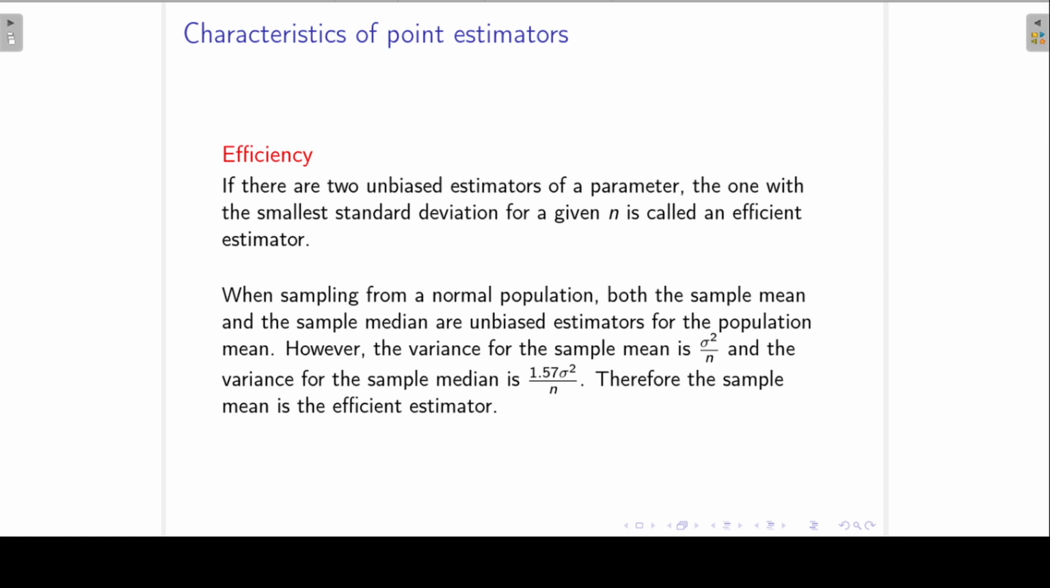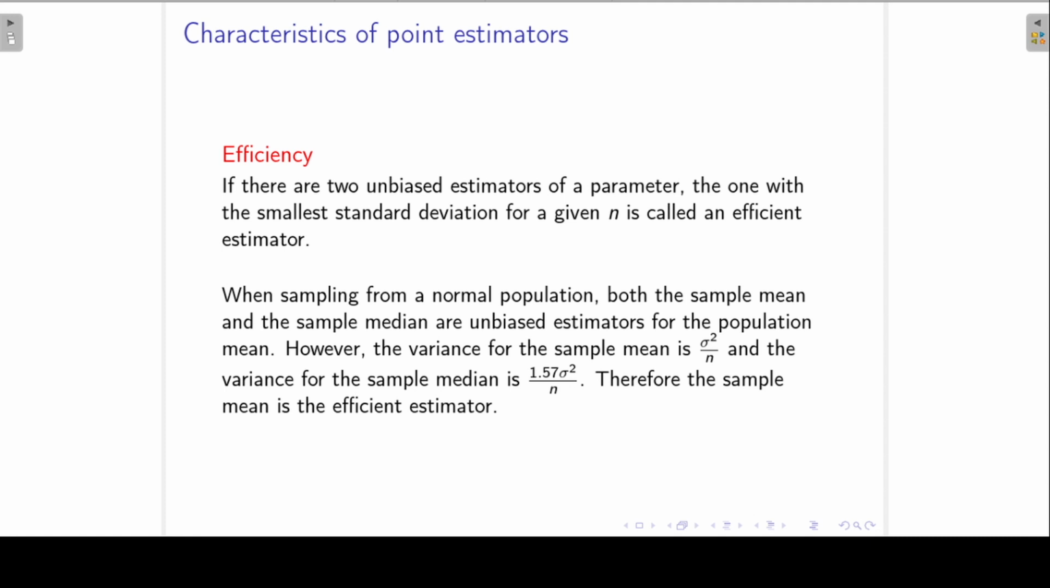And then lastly, efficiency. If we have two unbiased estimators of a parameter, the one with the smallest standard deviation for a given n is called an efficient estimator. For example, if we sample from a normal population, both the sample mean x bar and the sample median are unbiased estimators for the population mean.